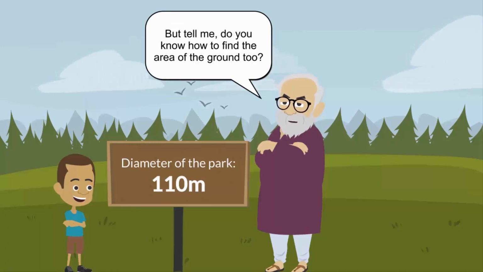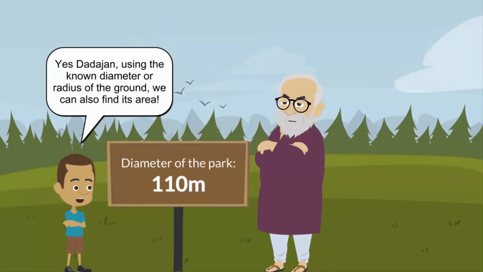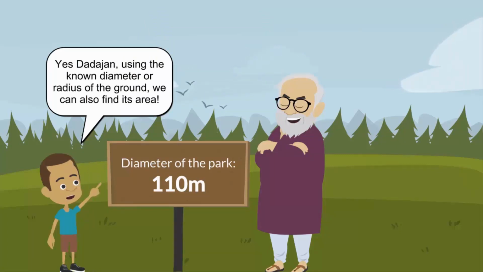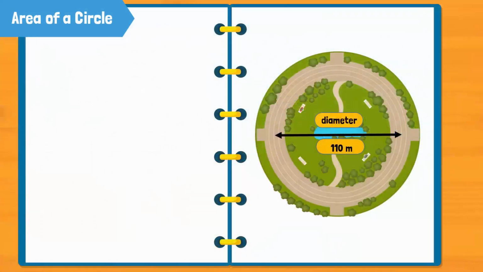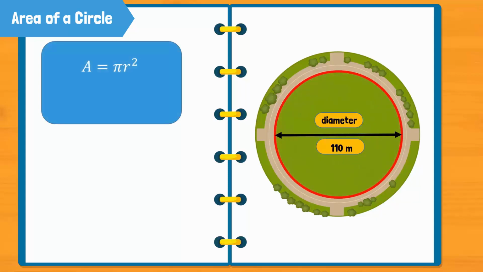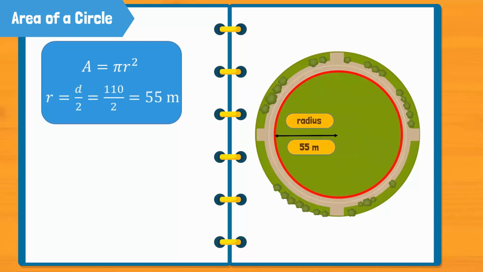But tell me, do you know how to find the area of the ground too? Yes, Dadajan. Using the known diameter or radius of the ground, we can also find its area. The area of a circle, such as this ground, can be calculated using the following formula. Area is equal to pi r squared. To find the area of the ground, we first divide the diameter by 2 to get the radius. After getting the radius, we simply plug it into this formula to get the area.